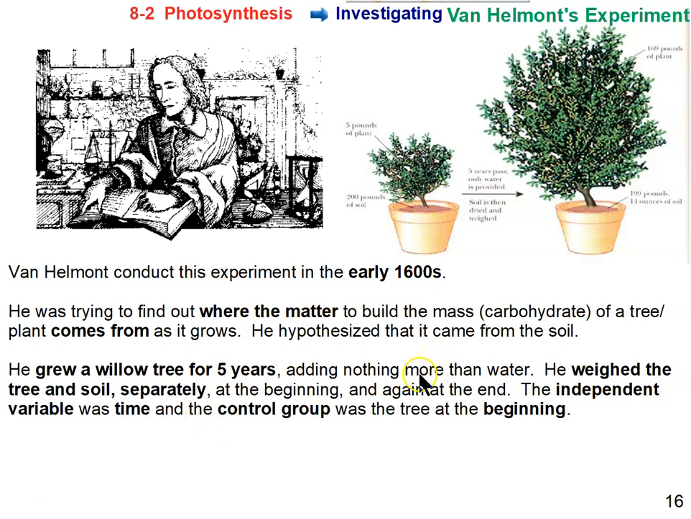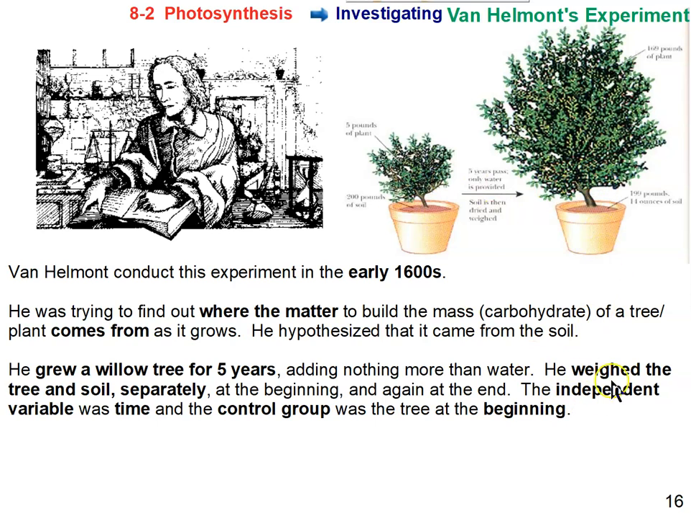At the beginning of the 5 years, he weighed both the tree and the soil separately. So when he planted the tree, he weighed the tree and he weighed the soil that he put in the pot. So he had weights for both the tree and the soil. And then he let it grow for 5 years, and then he weighed them again at the end. Very simple experiment. Took 5 years to perform it, but it's a very simple experiment.